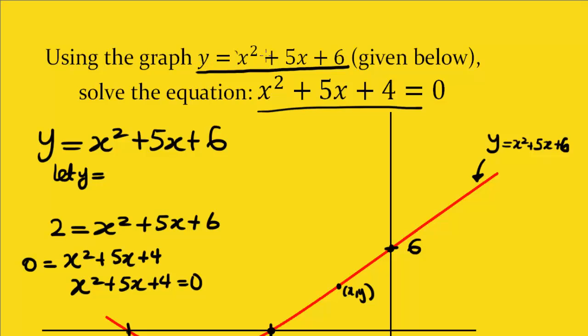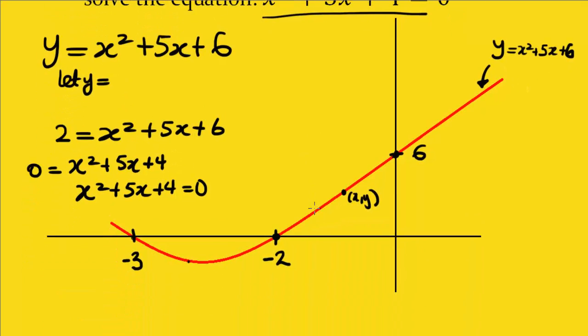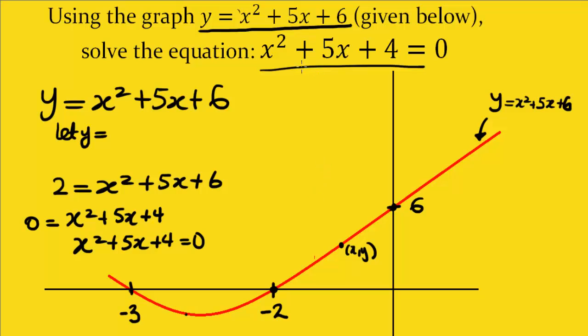So notice what happened. We're given a graph, y equals x squared plus 5x plus 6, which is this graph below that is not so visible. And you also solve this equation. So what I did was I wrote down the equation of the graph, and I said, well, when y has a value of 2 on this graph, I get the equation I'm asked to solve.